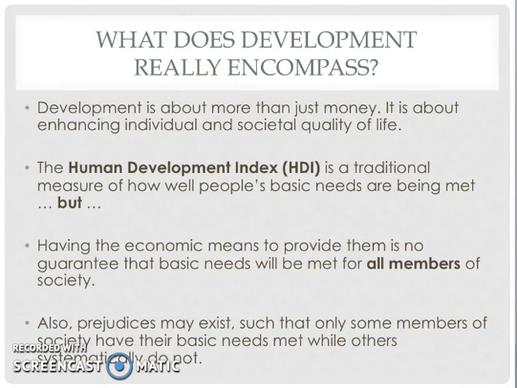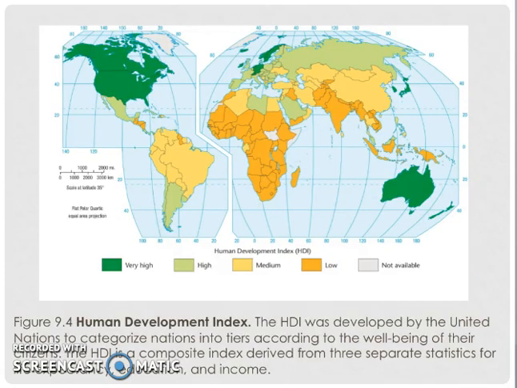Along these lines, the United Nations developed the Human Development Index as a measure of how well people's basic needs are being met, including education, healthcare. Having economic means to provide them is no guarantee that basic needs will be met for all members of society, though. Also, prejudices may exist, such that some members of society have basic needs met, while others systematically do not, as we see very commonly in the US.